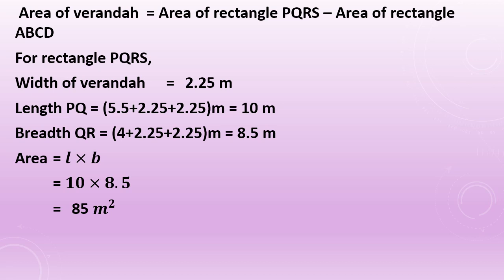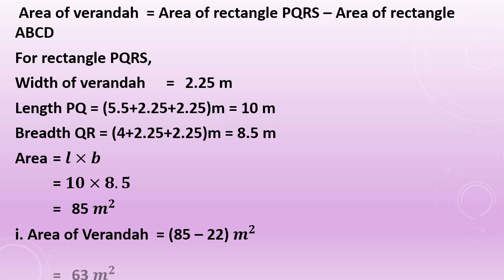Now what do we have to find? Yes, the area of the veranda. How to get it? Area of outer rectangle minus area of inner rectangle. Substitute the values, 85 minus 22 meters square. While subtracting, we get the answer as 63 meters square. So the first part of the question is over.